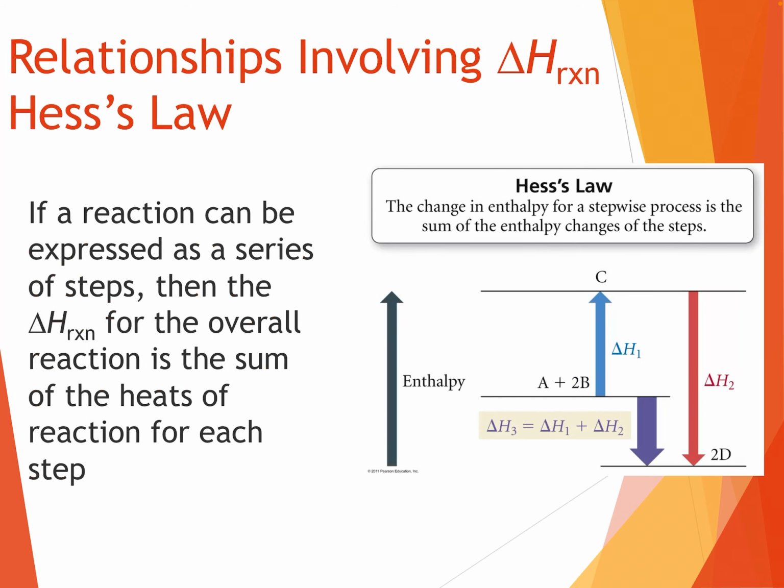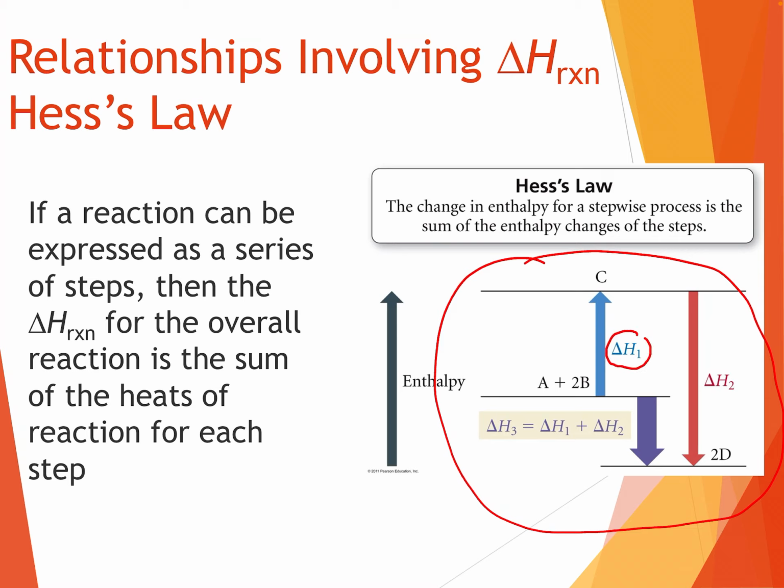Hess's law states that the change in enthalpy for a stepwise process is the sum of the enthalpy changes of the steps. So in this reaction over here, we have 2 different reactions that are happening. We have reaction 1, which is where A plus 2B is going to make C, and then we have reaction 2, where our C is going to decompose into 2D.